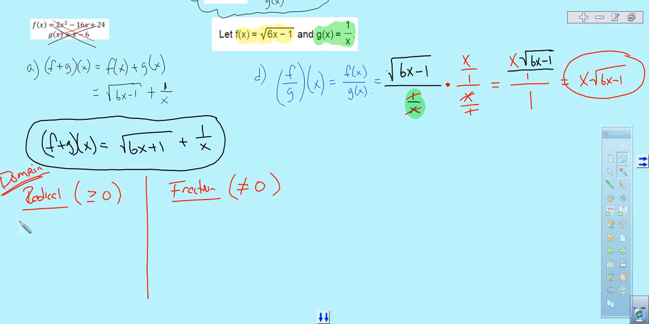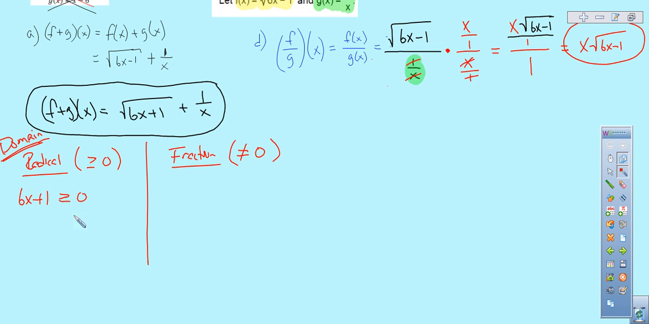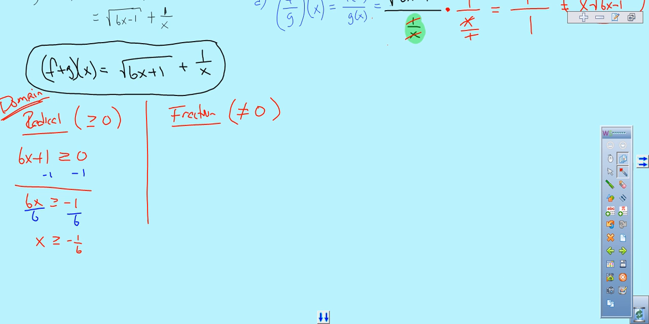We start off with the first one. We take what's underneath the radical, which is 6x plus 1, and we say that that's got to be greater than or equal to 0, meaning that I can't have a negative under my radical. I solve that. So minus 1, I get 6x is greater than or equal to -1. I divide by 6, I divide by 6. I get x is greater than or equal to -1/6.